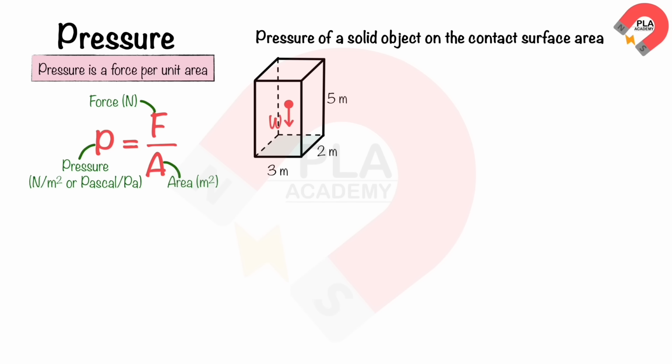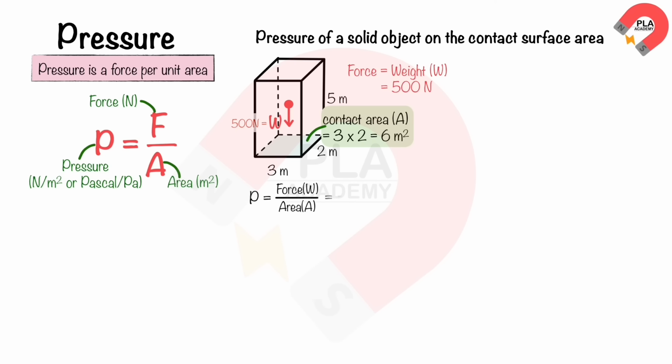A cuboid solid has dimensions of 3 meters, 2 meters, and 5 meters. It is laying on the contact surface, and its weight of 500 newtons exerts on the contact surface area of 3 meters by 2 meters. The contact surface area is 3 times 2, which equals 6 meters squared. The force is the weight of the cuboid. The pressure can be calculated using force divided by area. So, the pressure is 500 divided by 6, which equals 83 pascals.